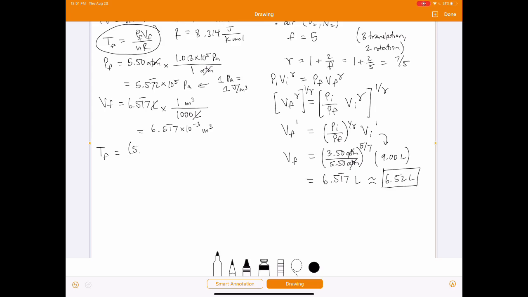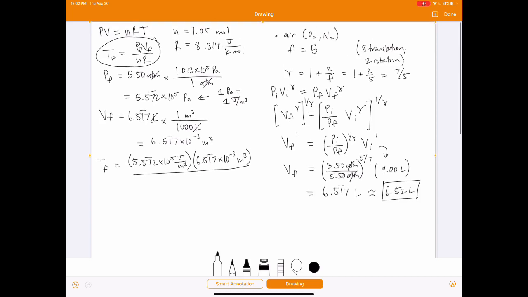P final is 5.572 times 10 to the 5 joules per cubic meter. The final volume is 6.517 times 10 to the minus 3 cubic meters. And then we divide that by N, which is 1.05 mole, times R, the ideal gas constant, which is 8.314 joules per Kelvin mole.